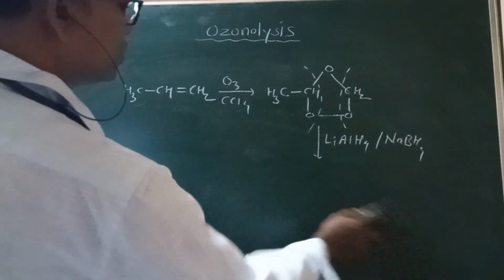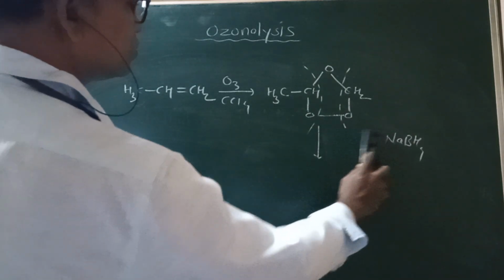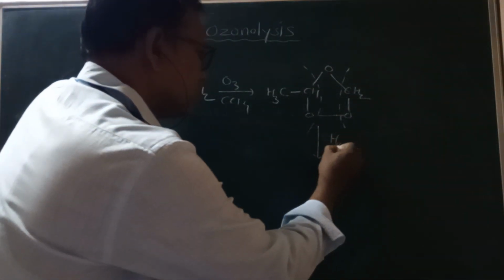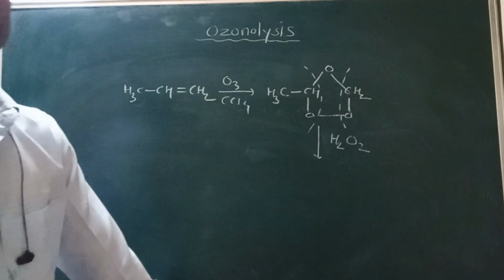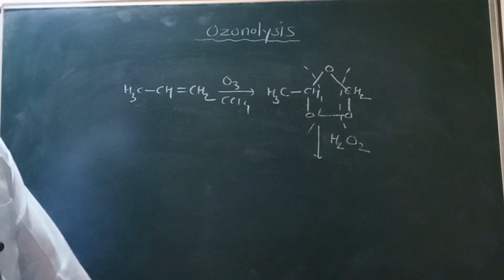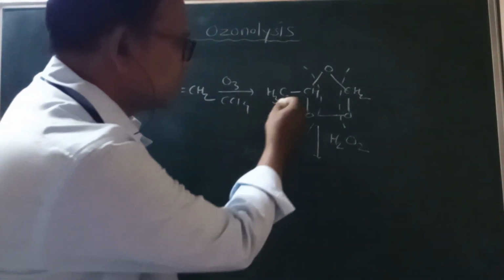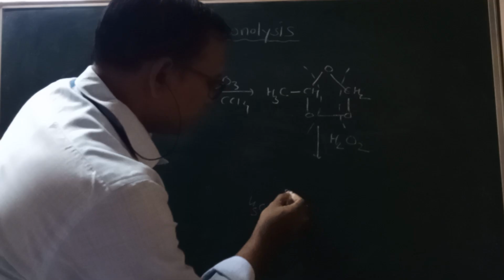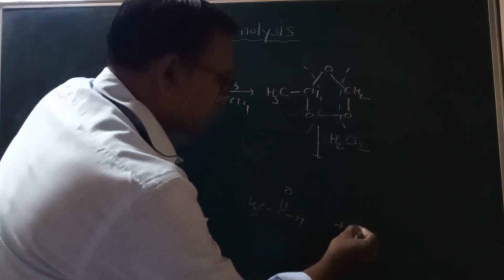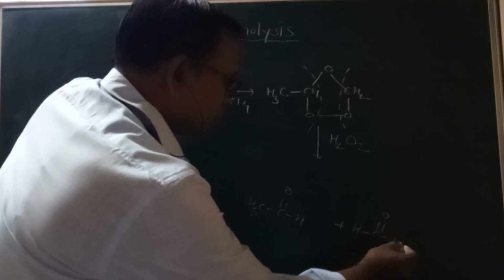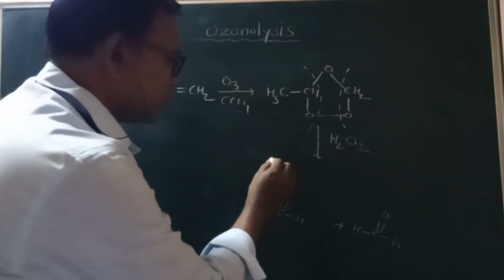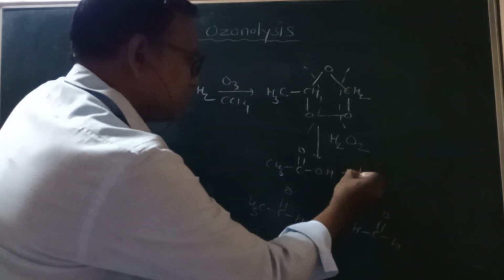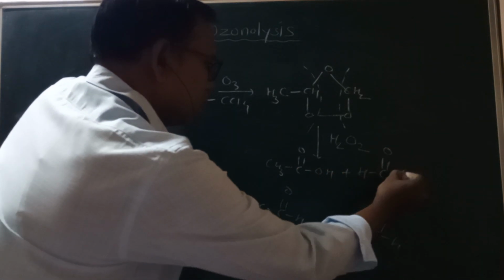Now, if I carry out oxidative cleavage, it is carried out by using a peroxide like hydrogen peroxide, H2O2. This hydrogen peroxide is an oxidizing agent. So again, the expected products of this reaction are CH3, then CHO, that is C double bond O and H, and H, then C double bond O and H, that is formaldehyde. But the observed products in this case are CH3, C double bond O and OH, plus H, then C double bond O and OH.